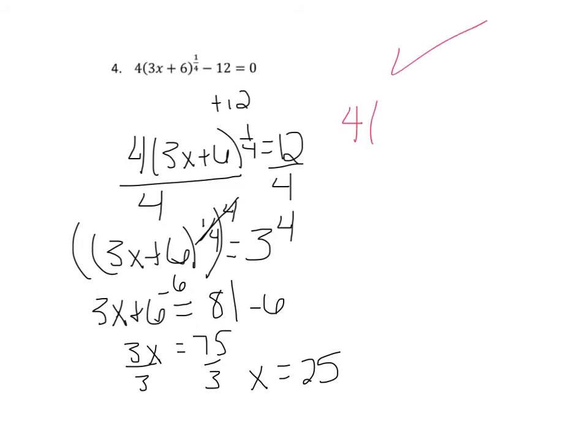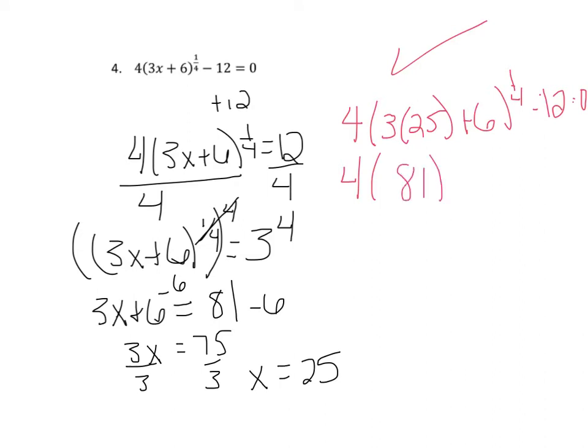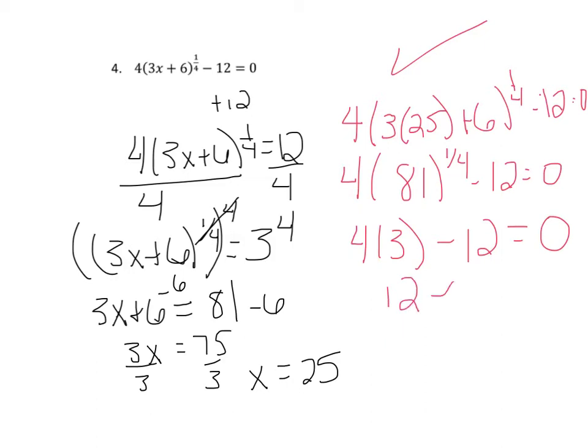Now I need to check my answer. So I get 4 times (3 times 25 plus 6) to the 1/4 minus 12 equals 0. 3 times 25 is 75. 75 plus 6 would give me 81 to the 1/4 minus 12 equals 0. 81 to the 1/4 is 3. So I'm left with 4 times 3 minus 12. 4 times 3 is actually 12. 12 minus 12 is 0, so we know that 25 is actually our real solution.